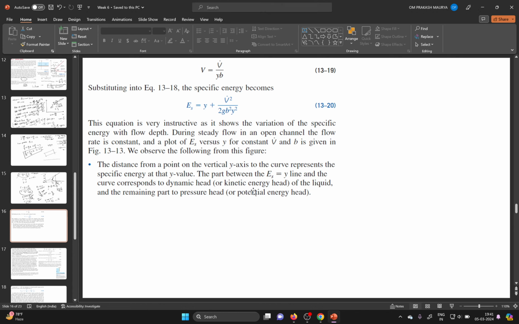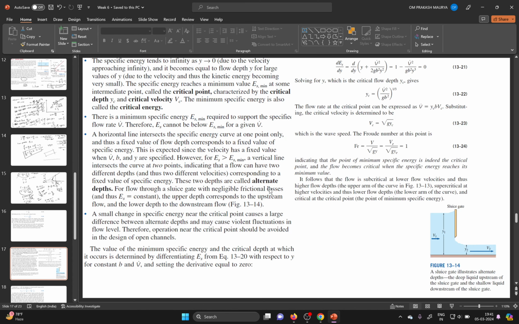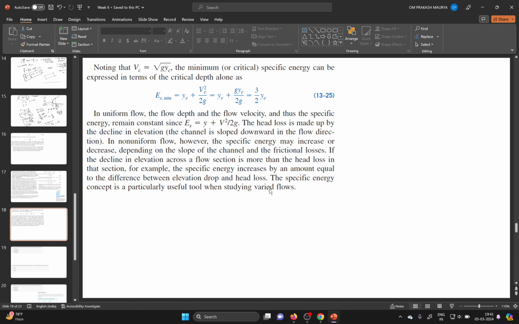Now here is nothing but what I discussed. This is only that thing. Okay. So if you want to calculate E minimum, it is written here. E minimum is what? At your critical velocity, v square by 2g. So this is that.